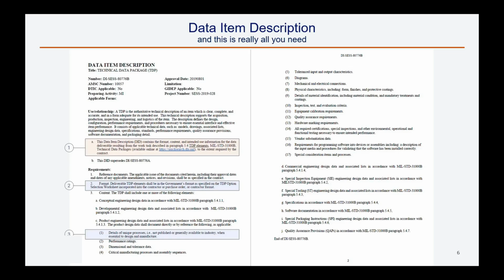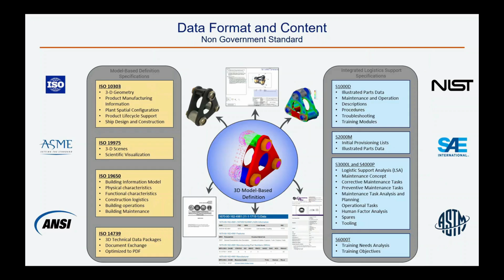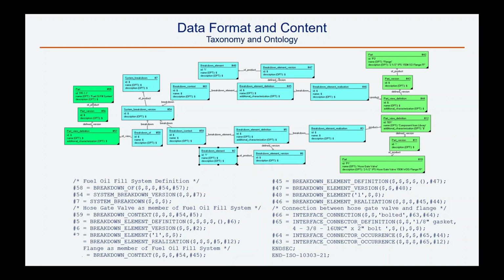There are two ways that this could be accomplished. One is to specify a standard, preferably a non-government standard such as ISO 10303 STEP, ISO 14306 JT, and ISO 14739 PRC for PDF, or an industry standard such as ASME Y14.41 for model-based definition and ASTM 52915 for additive manufacturing. The other is to specify the data elements, schema or taxonomy and ontology directly within the TDP Option Selection Worksheet. Both of these actions provide a subset of information, in effect tailoring down the DID.